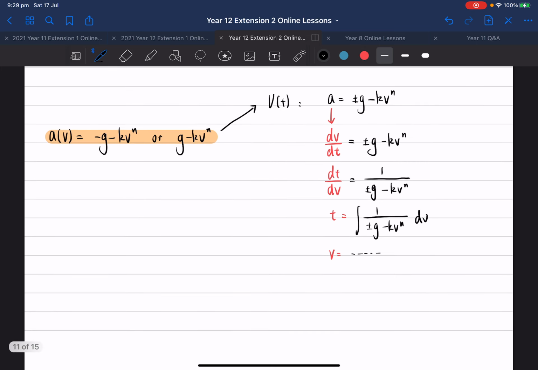Now, what happens if I don't want a v-t equation? What happens if the question tells you, oh, I need a v-x equation?